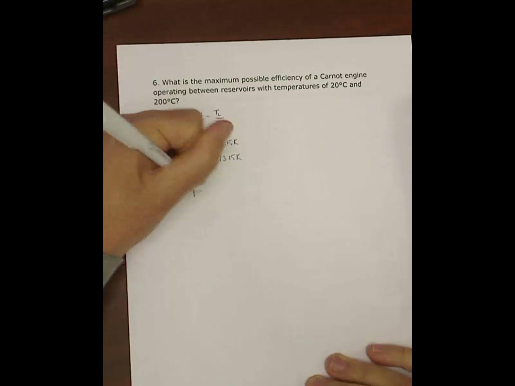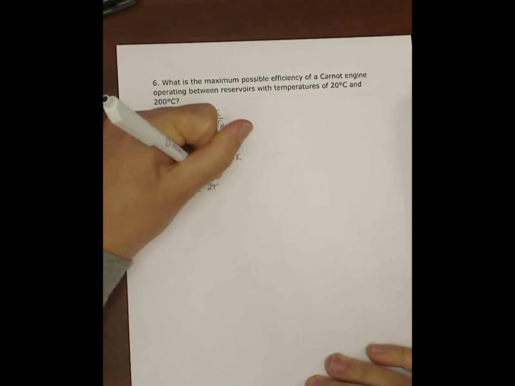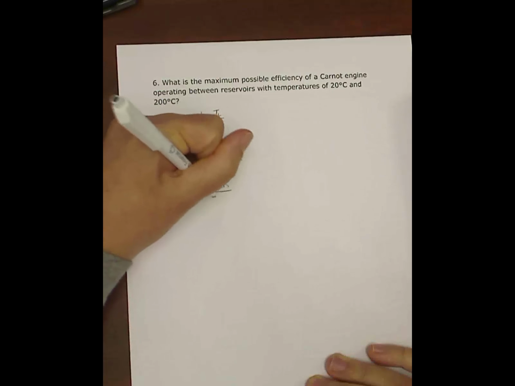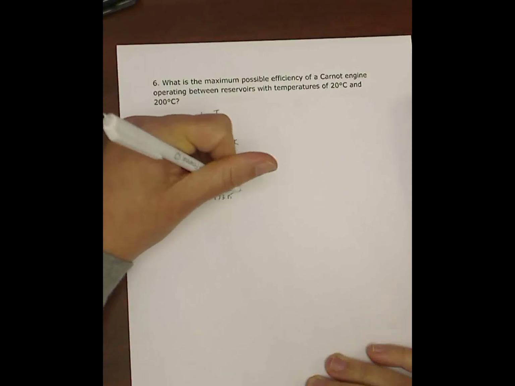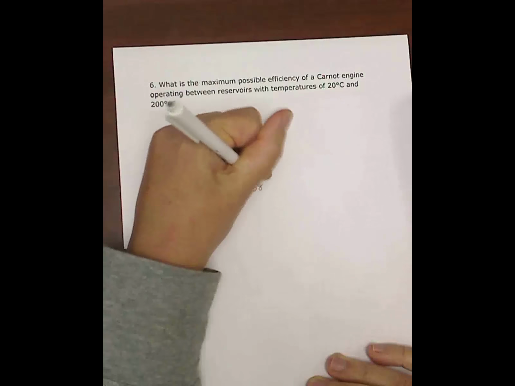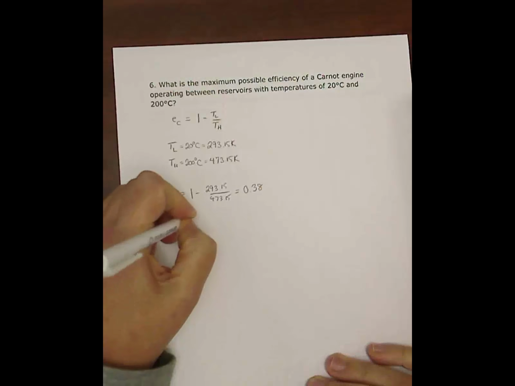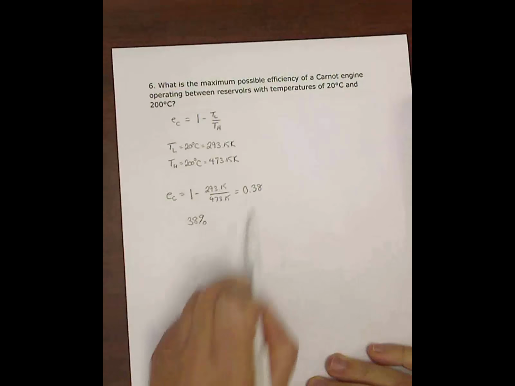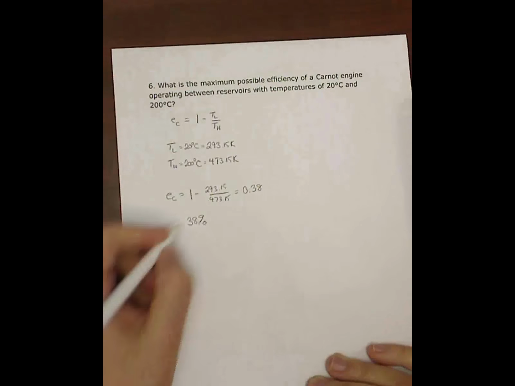So now I can just substitute those in. The efficiency is 1 minus 293.15 over 473.15. And you can see that if you had done this in degrees C instead of Kelvin, you'd have a very different answer. And we get 0.38. So my efficiency is 38%. Remember to go from a decimal to a percent, multiply by 100.